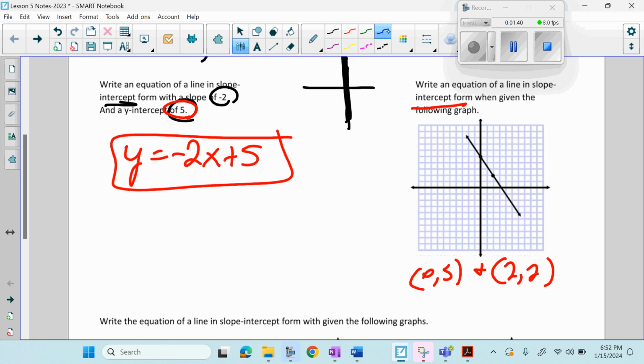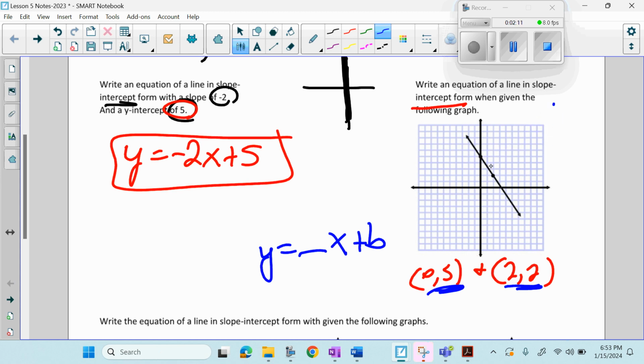Something big to point out is that it crosses the y-axis right here at 5. So 5 is going to be our b. That's going to help us out. So I already know that it's y equals something x plus b. So in this case, we need our slope. And there's 2 ways to get slope. So we talked the other day about finding slope using the slope formula, the y minus y over x minus x. But in this case, I think it's a little bit easier just to do rise over run.